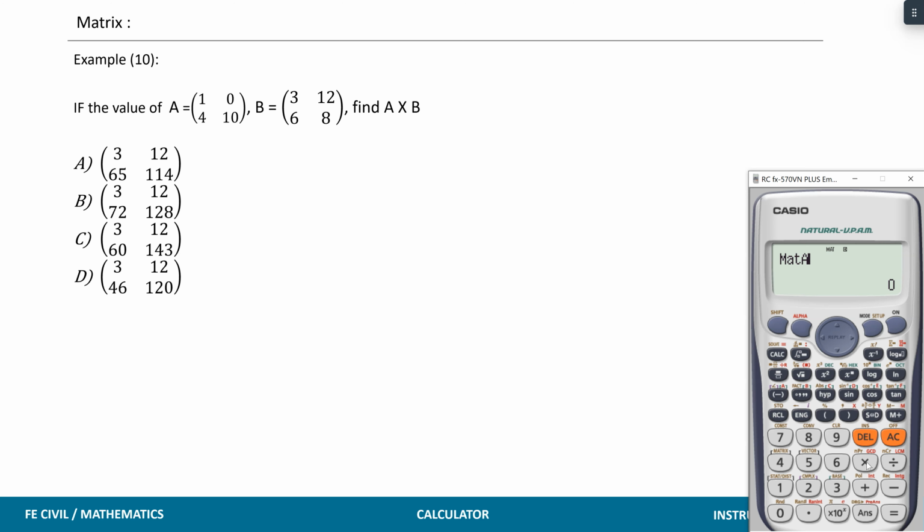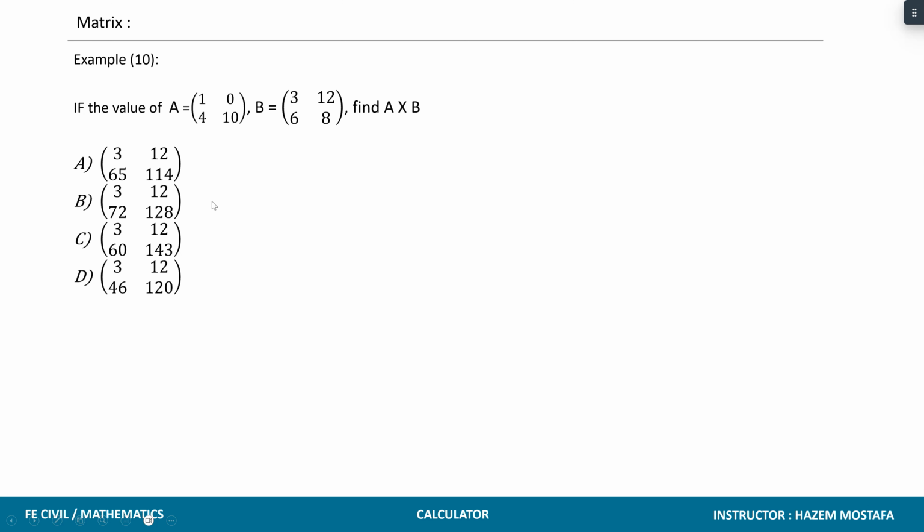A times matrix B equals 3, 12, 72, 128, which is solution number B.